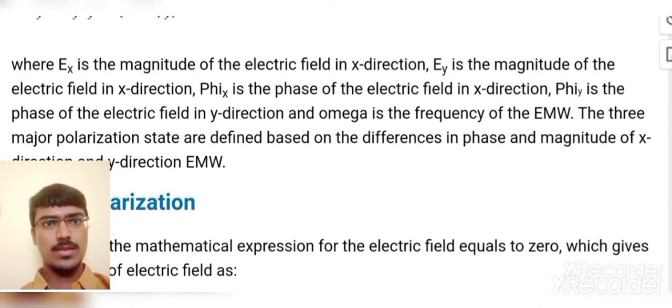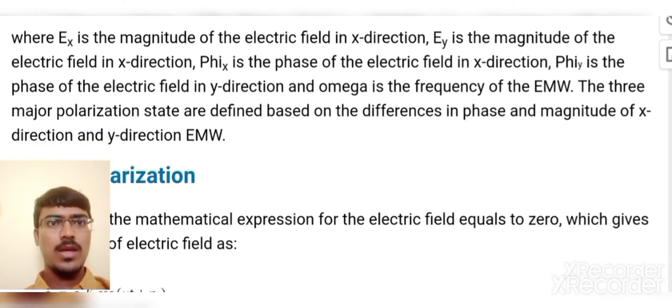Where Ex is the magnitude of the electric field in the x direction, Ey is the magnitude of the electric field in the y direction, phi x is the phase of the electromagnetic wave in the x direction, phi y is the phase of the electric field in the y direction, and omega is the frequency of the EMW.